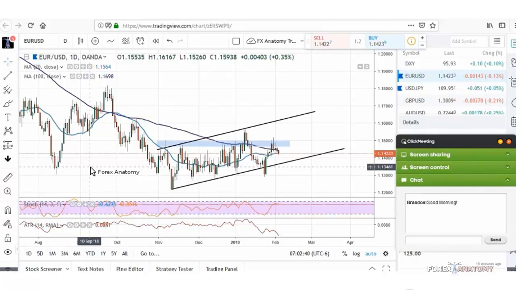But with that said, we're going to look at these charts. We're going to look at primarily the Euro USD and the US dollar Japanese yen. And we're going to try to tell you what we're looking for or what we're expecting from this particular pair and or those particular pairs.